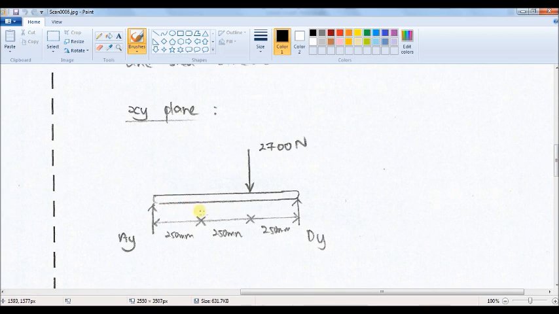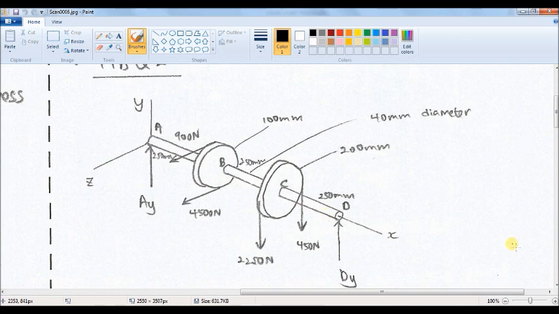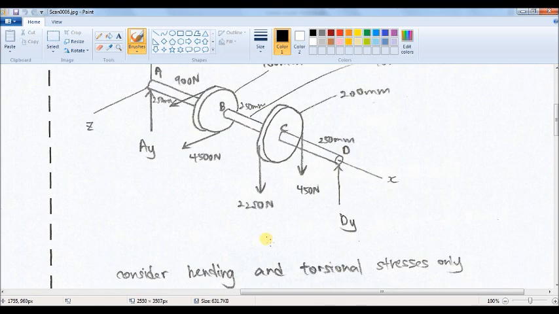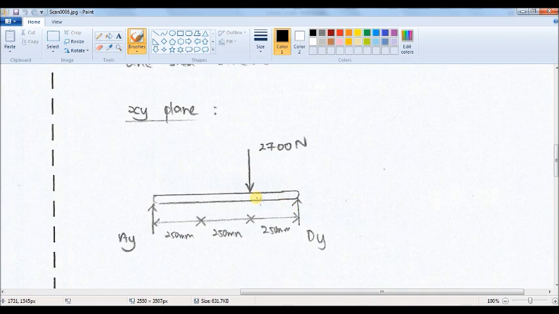First, we need to draw the free body diagram of the shaft in XY plane. As you can see, in XY plane we have these two loads, which are in Y direction. So if you want to substitute the resultant load at location C, because these two loads are in the same direction, we have to add these two values to get 2700 Newton in Y direction.